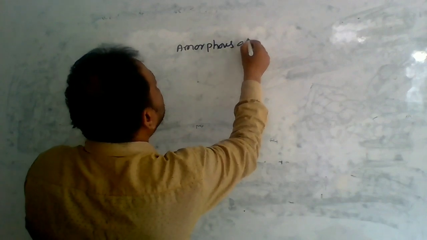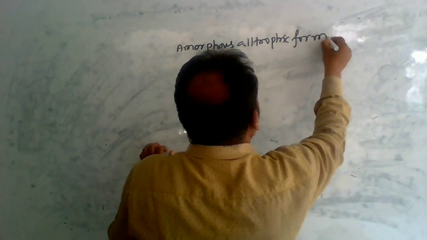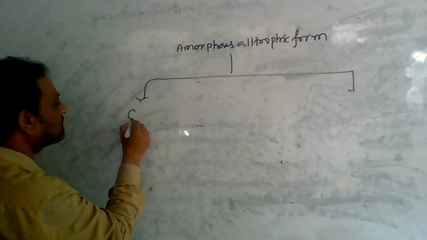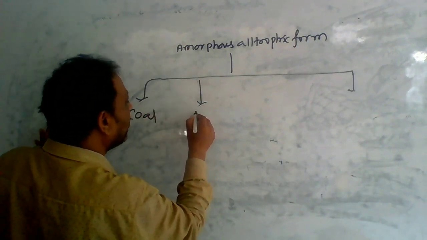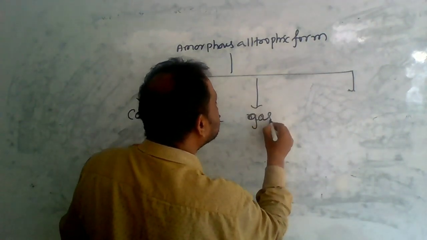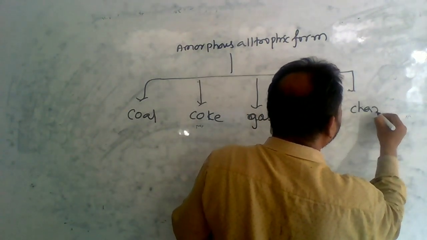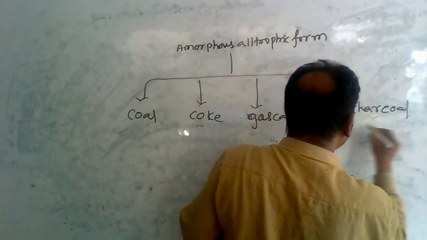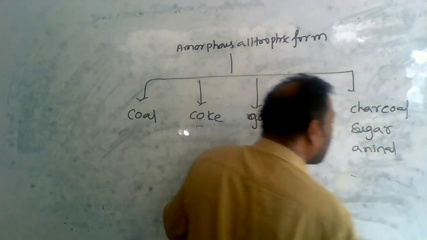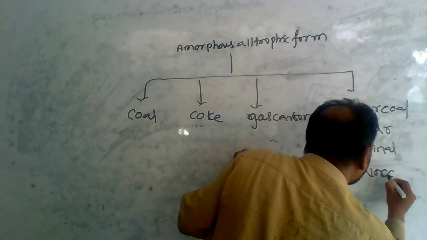Amorphous allotropic forms of carbon. Allotropic forms of carbon are divided into several types. The first one is coal, second one is coke, third one is gas carbon, and fourth one is charcoal. Charcoal includes sugar charcoal, animal charcoal or bone charcoal, and wood charcoal.